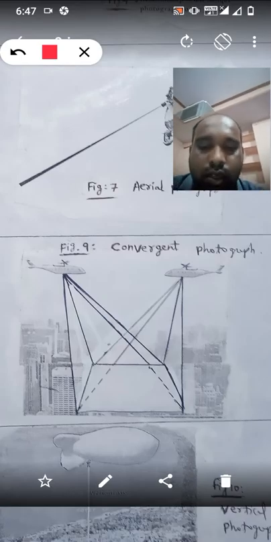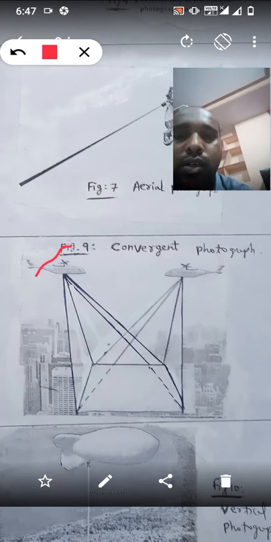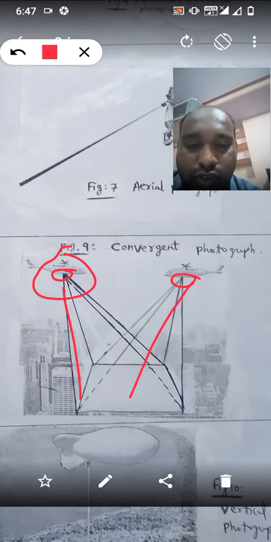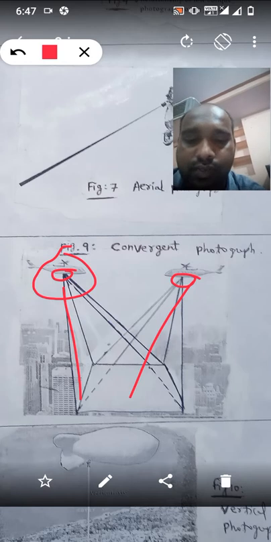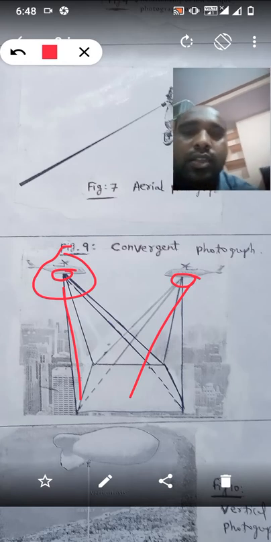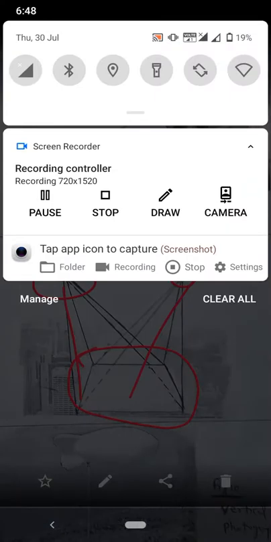See here, the convergent definition is low oblique photographs taken with two cameras. Two cameras are fixed at the bottom of the helicopter, exposed simultaneously, exposing at successive exposure stations with their axes tilted at a fixed inclination from the vertical in the direction of the line of flight. Simultaneously we are taking photographs of the same object.